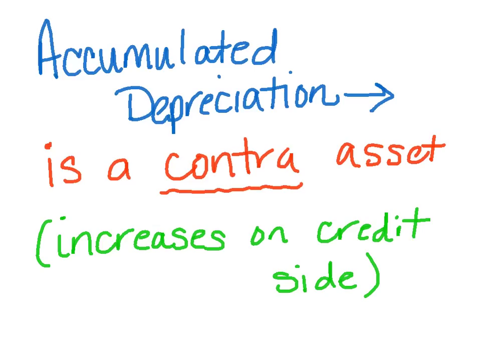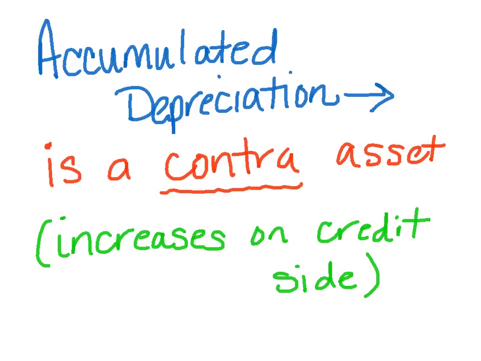We record that depreciation in a depreciation expense account and an accumulated depreciation account. You saw that from the list of adjusting entries in Exhibit 9 of your textbook. So what I want to talk to you about is what accumulated depreciation is.